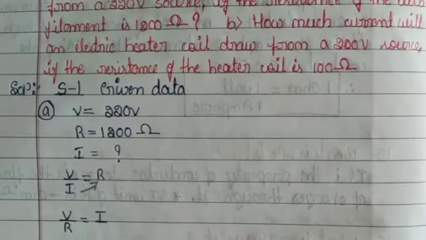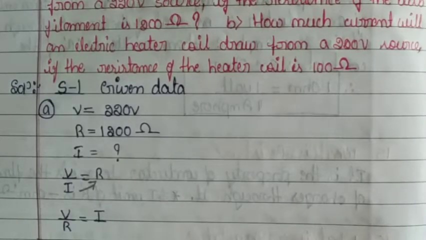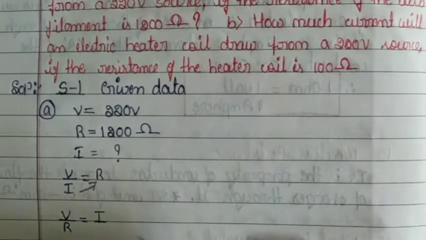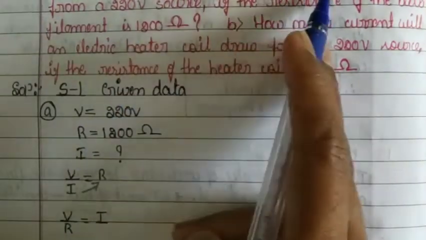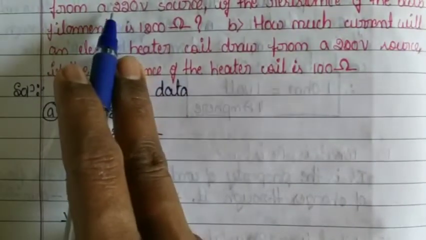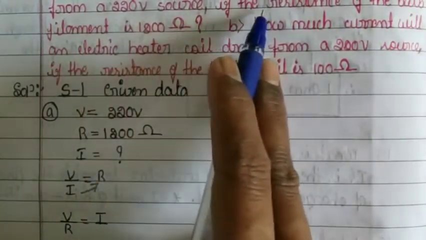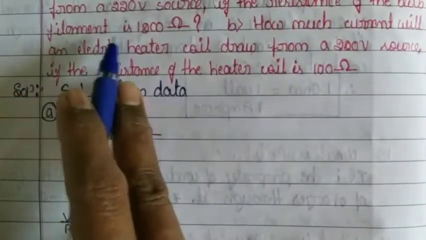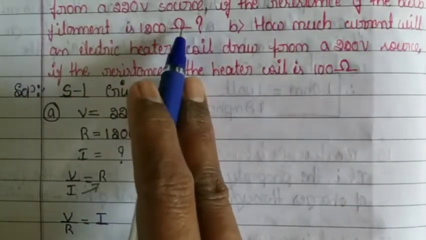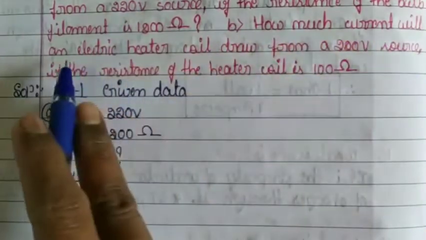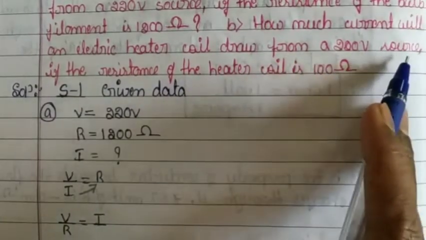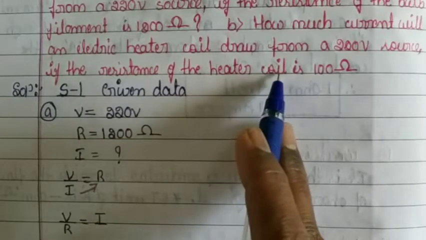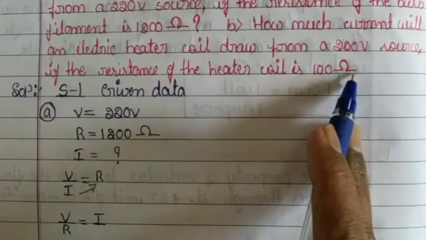Okay children, now come to example problems present in your textbook, page 102. The first problem is like this. What is asked in this problem? Let's see. How much current will an electric bulb draw from a 220 volt source if the resistance of the bulb filament is 1200 ohm? How much current will an electric heater coil draw from a 220 volt source if the resistance of the heater coil is 100 ohm?